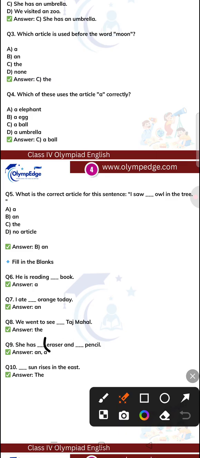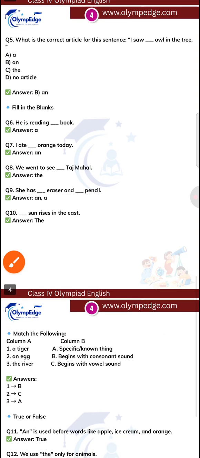Then: she has dash eraser and dash pencil. So eraser is starting with the vowel E, so we have to write she has an eraser, and a pencil, because pencil is starting with the consonant P, right? So she has an eraser and a pencil. Then last question we have: dash sun rises in the east. So again, sun is one of a kind. So in order to show that, we need to use the article the. So the sun rises in the east.